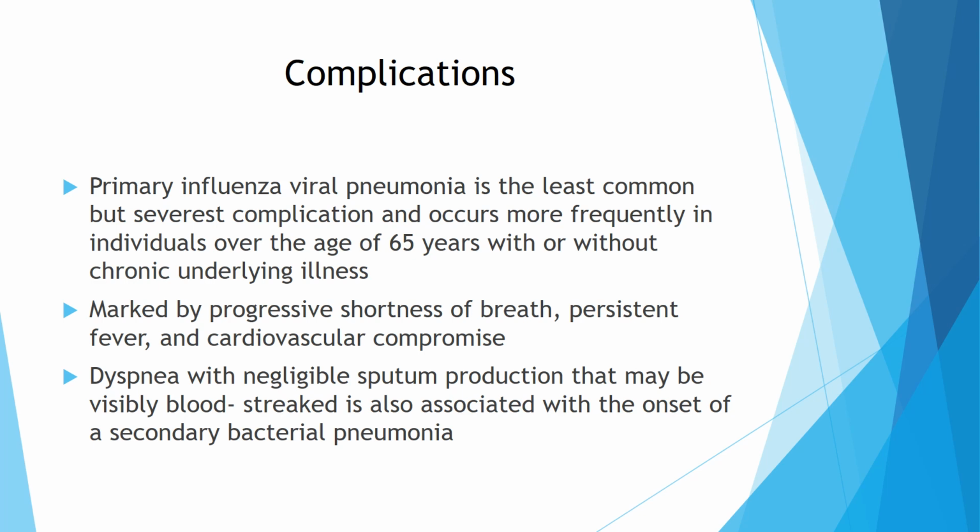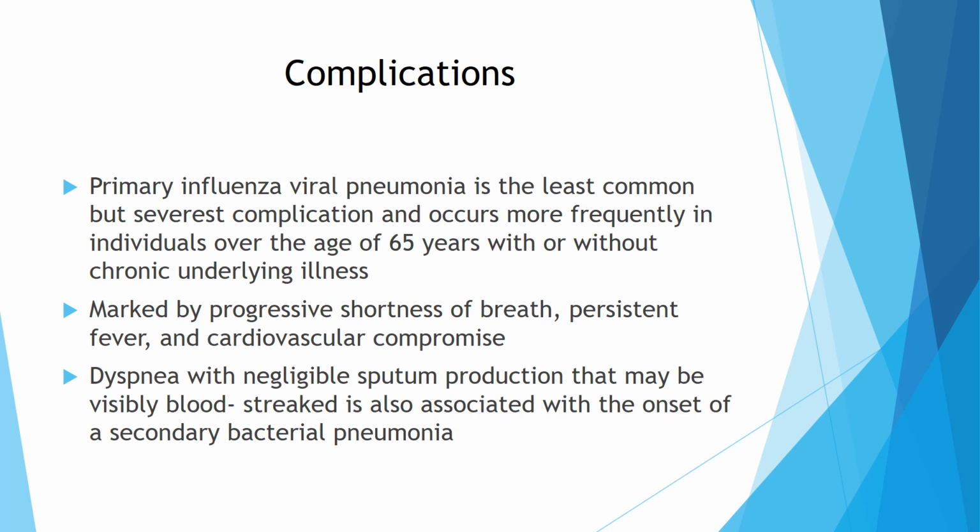So, complications. Primary influenza viral pneumonia is the least common, but it is the severest complication and occurs more frequently in individuals over the age of 65, and it does not matter if they have a chronic illness or not. These complications are marked by progressive shortness of breath because it is a respiratory illness, persistent fever because the virus is just replicating, and then cardiovascular compromise.